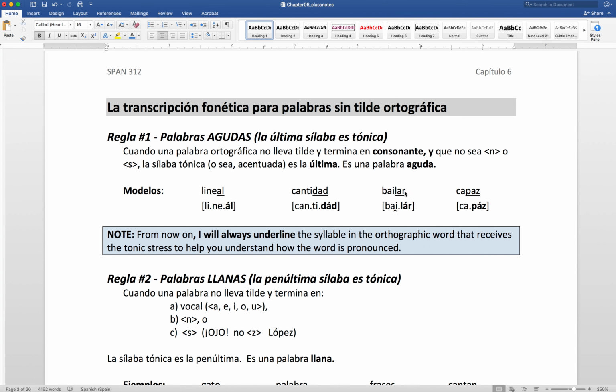Bailar, we already know by saying these words how it sounds. We know that the stress is on the last syllable, but here's the rule. It's because it ends with a consonant that's not an N or an S. You syllabify it, and you need to add that accent.